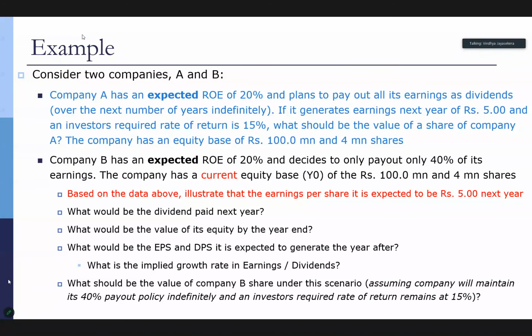So the first part is very easy. I kind of gave away the plot, right? So company B has an expected ROE of 20%. Same. It's on purpose, it's the same. But now here they paid out everything. Here they pay out 40%. Equity base is still 100. Based on the data above, what should be their earnings next year? How much should their earnings per share be?